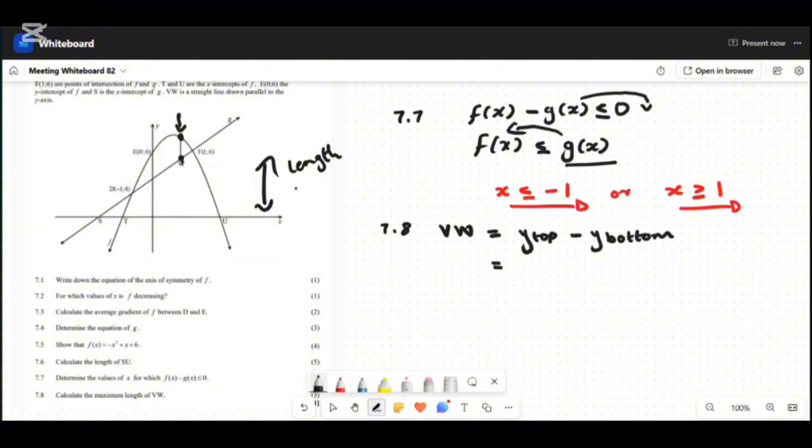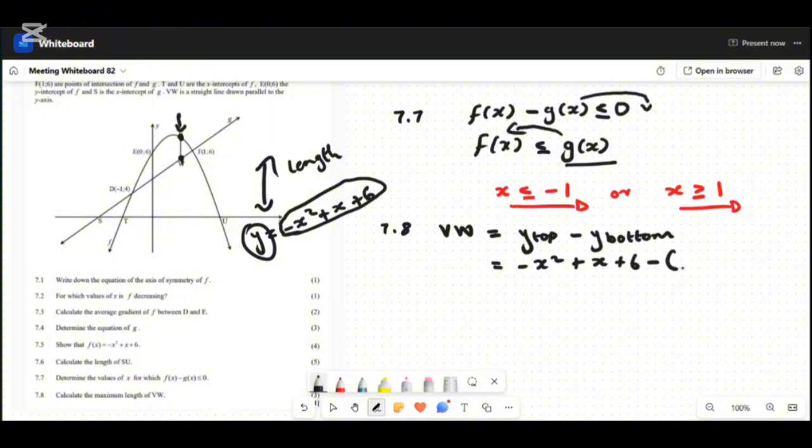So in the place of y, your graph is y equals negative x squared plus x plus 6, right? So in the place of y, you're going to substitute this, because they are equal. So you're going to have negative x squared plus x plus 6 right there. Then minus, you are substituting now y bottom. Y bottom is a straight line. The equation of the straight line, I think it was x plus 5. Then you work out the brackets. There you have negative x squared.